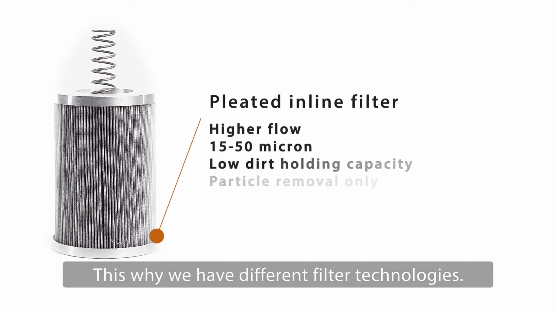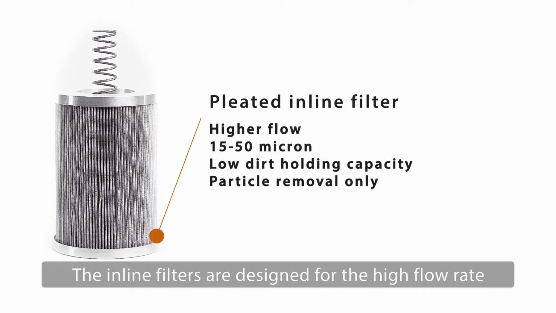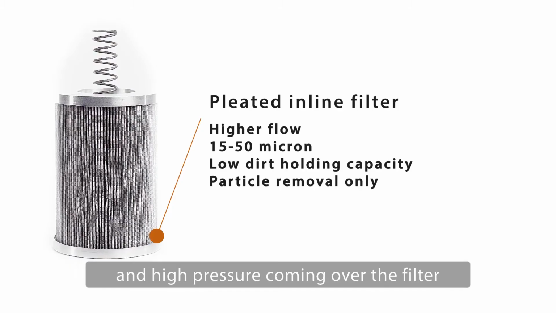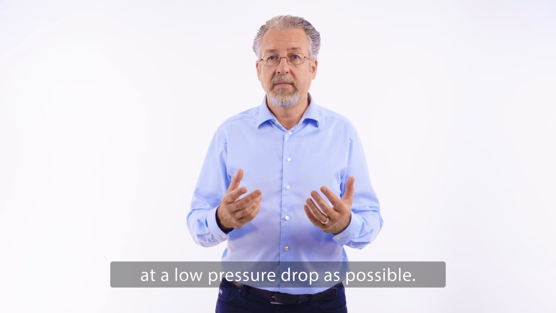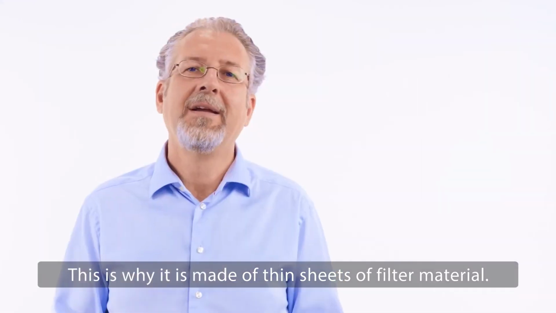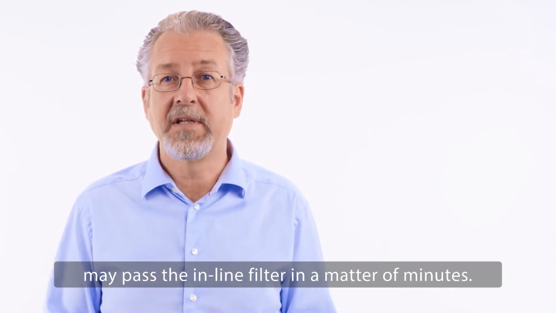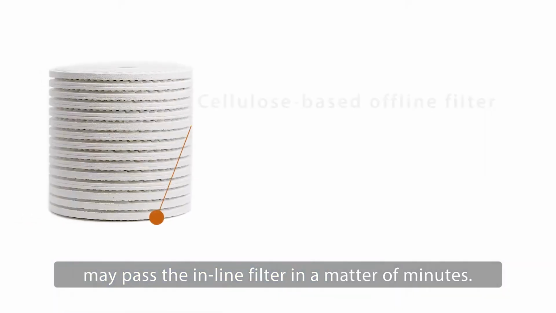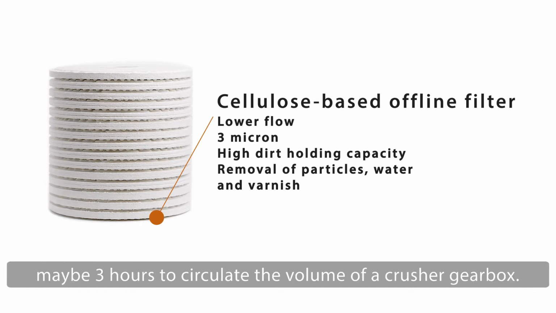This is why we have different filter technologies. The inline filters are designed for the high flow rate and high pressure coming over the filter at a low pressure drop as possible. This is why it's made of thin sheets of filter material. The whole volume of the oil system may pass the inline oil filter in just a matter of few minutes. The offline filter is designed to slowly circulate the oil volume over the filter, maybe 3 hours to circulate the volume of a crusher gearbox.